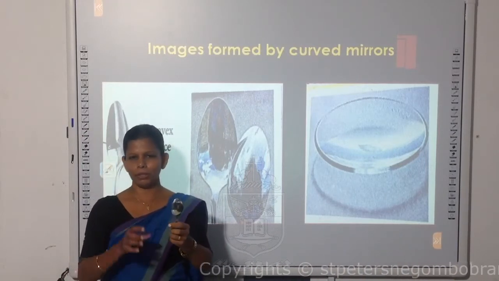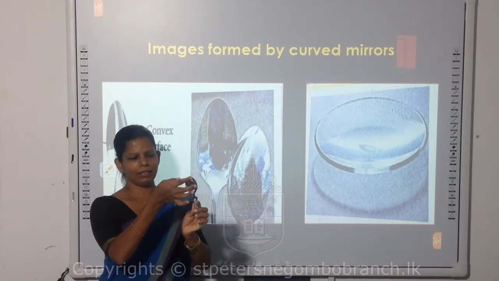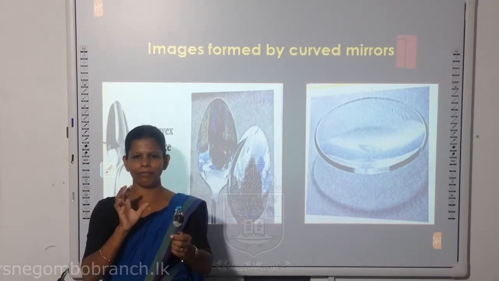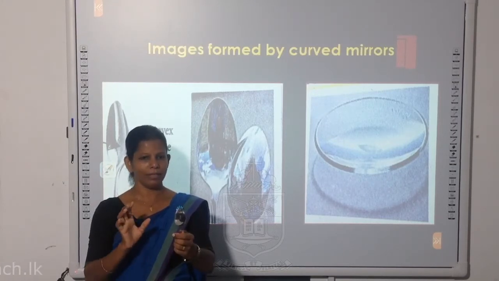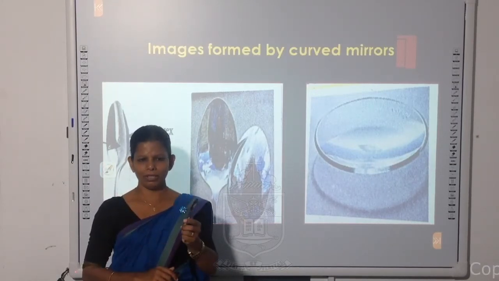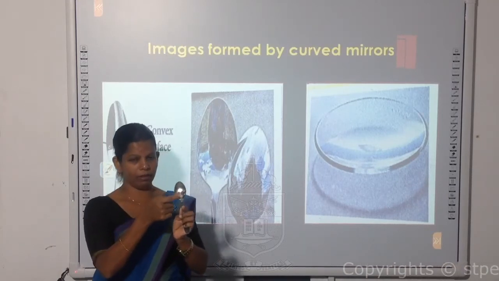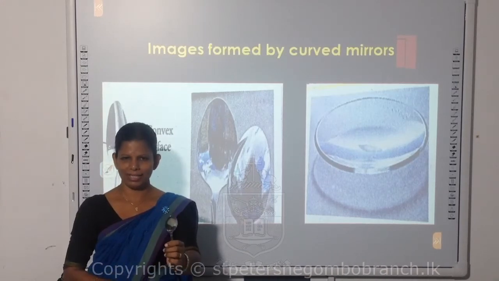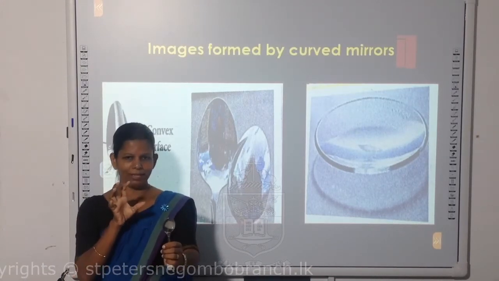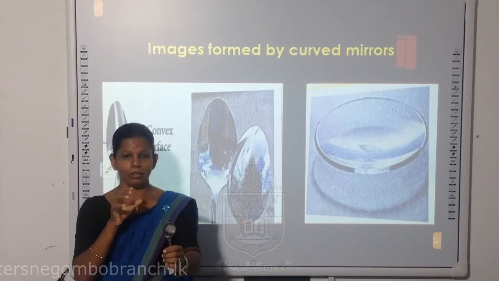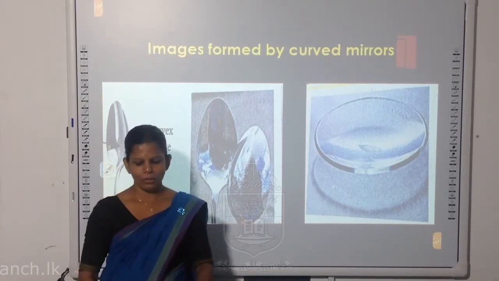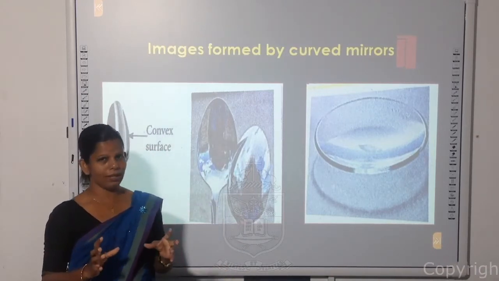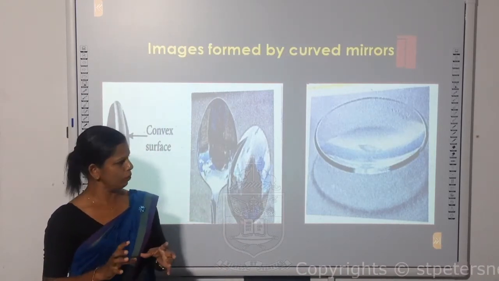Then if you are observing your image on that inward surface, you can see a different image. If you see your face on the surface curved outward, you can see your image in a different way. So you can test this when you are at home. The other example we can take is watch glasses.